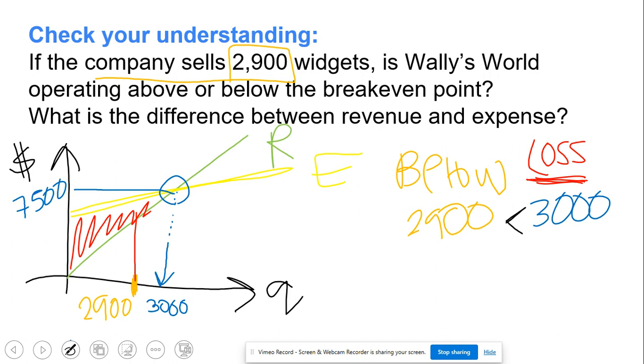So if we were going to figure out the difference between the revenue and the expense, we would have to go to the revenue value right here and get that y coordinate, and then similarly go to the expense and do the subtraction, and you'll see that you get a negative number, which is why we're in the loss. So we're going to need Desmos for this.